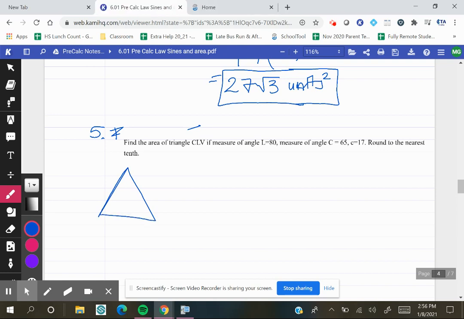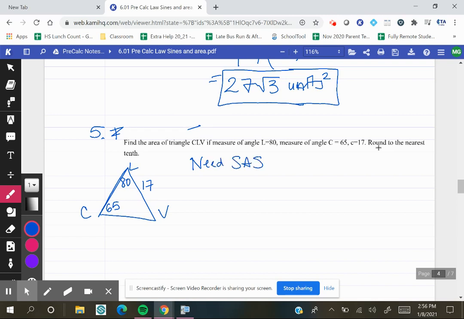Try and close some things here. So CLV: angle L is 80 and C is 65 and side C is 17. So I do not have side angle side here. So I need to get side angle side. In order to do that, I've got to see what I can find.